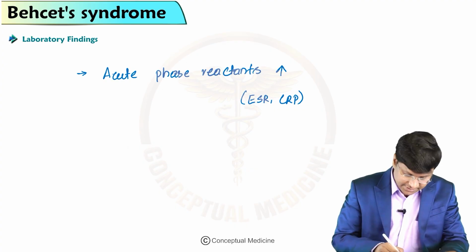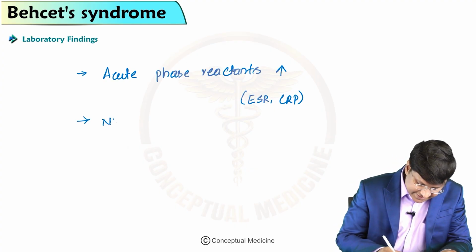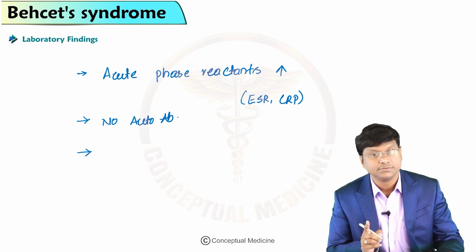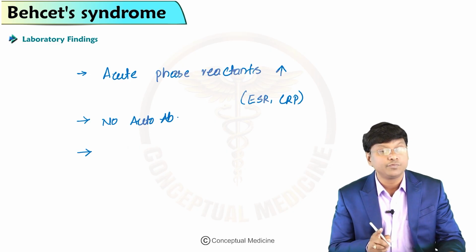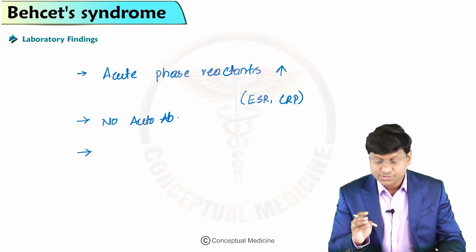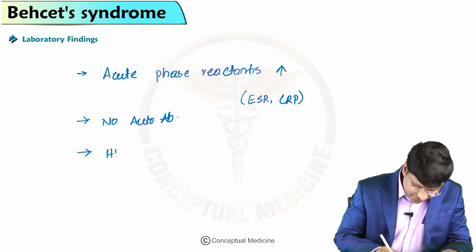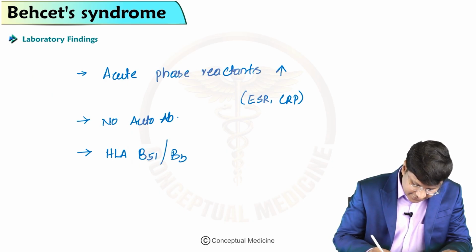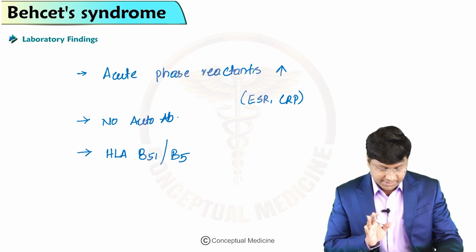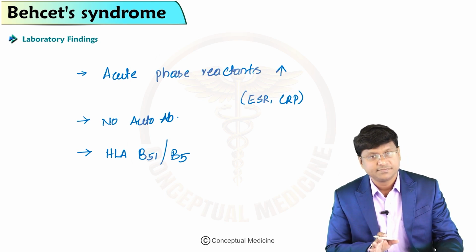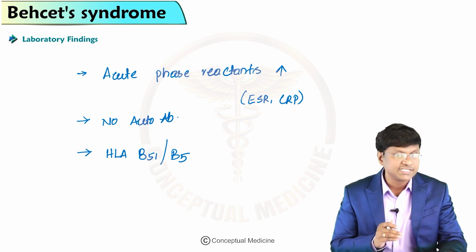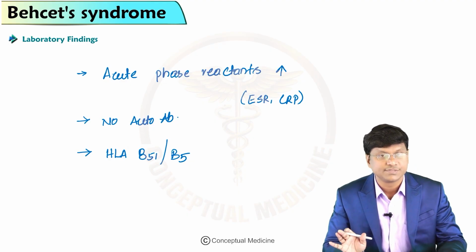Okay, and there is no autoantibody in Behcets. But the only thing you have to look for is the HLA. Behcets is known to have a genetic risk factor. So you have to look for HLA B51 or B5. If this is present, then we can suspect the presence of Behcets.